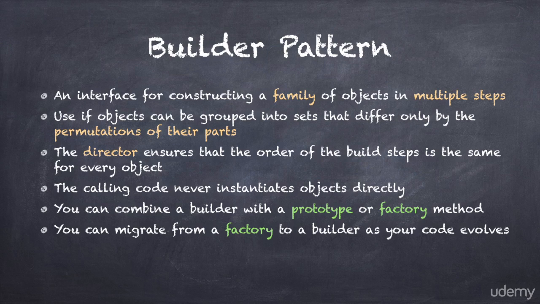The director class ensures that the order of build steps is always the same for every type of object. The calling code never instantiates objects directly, and it does not need to know the exact details of the build process. You can combine a builder pattern with a prototype or factory pattern. It's perfectly fine to migrate from a factory pattern to a builder pattern as your code evolves.